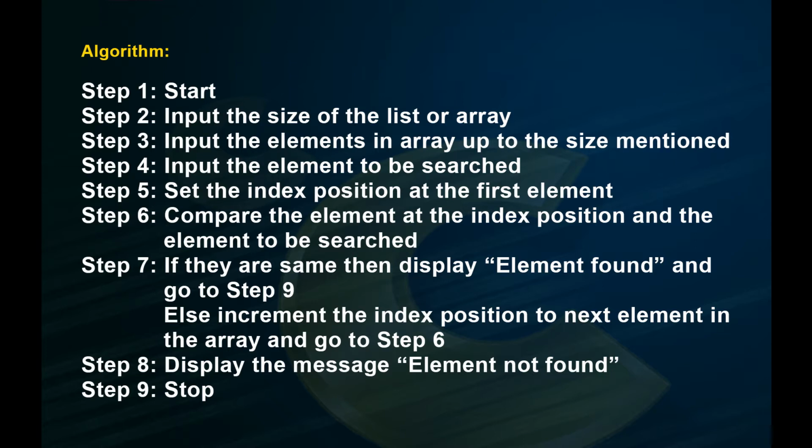Step 5, set the index position at the first element. Step 6, compare the element at the index position and the element to be searched. Step 7, if they are same, then display element found and go to step 9, else increment the index position to the next element in the array and go to step 6. Step 8, display the message element not found. Step 9, stop. Now, let us do this program.